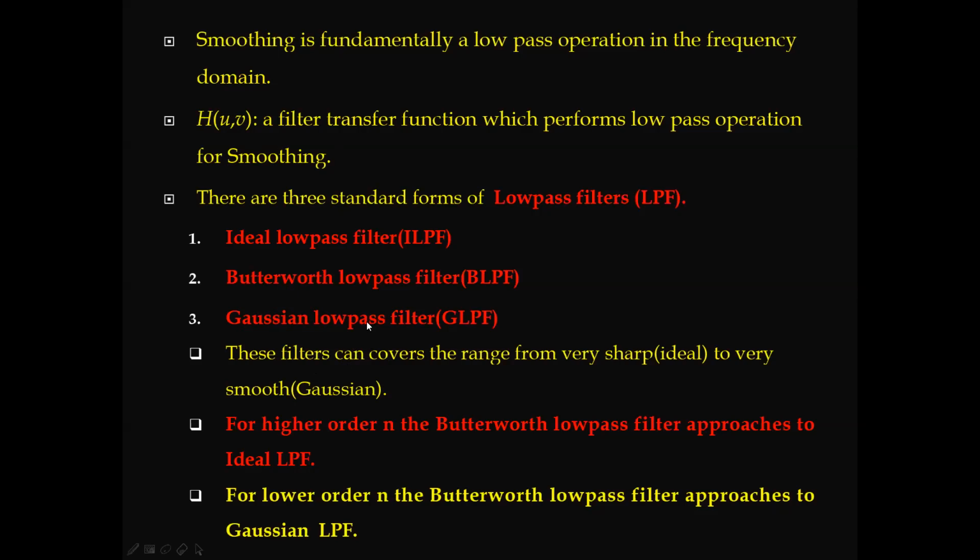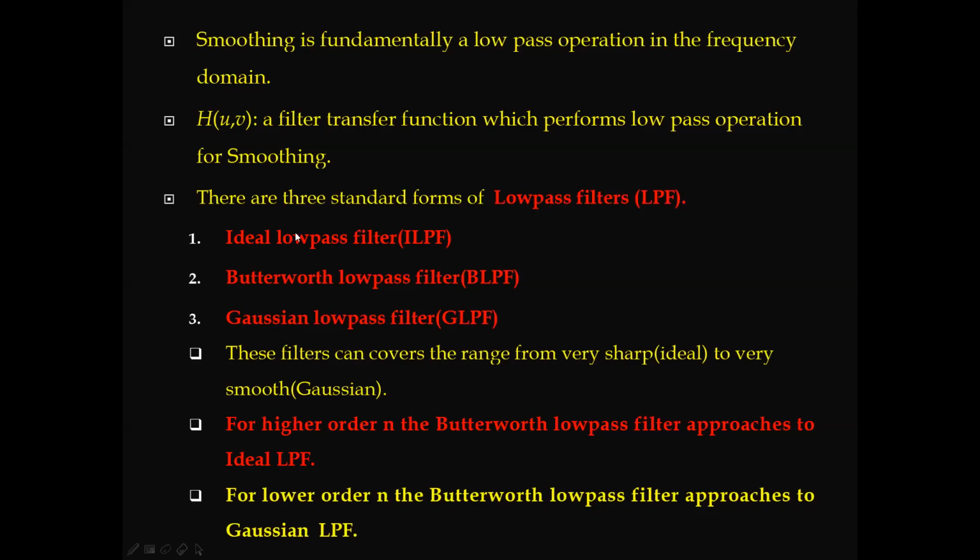Okay, in frequency domain, especially I am discussing the filtering in frequency domain. So in frequency domain, what are the smoothing filters? The smoothing filters will be the ideal low pass filter, Butterworth low pass filter, and Gaussian low pass filter. These filters cover the range from very sharp, that is ideal, to very smooth, that is the Gaussian smoothing. So for higher order N, the Butterworth low pass filter approaches the ideal LPF. For lower order N, the Butterworth low pass filter approaches the Gaussian filter.